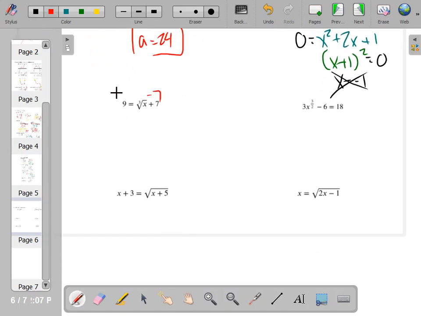Isolate the root, so subtract 7. 2 equals the cube root of x. Then undo that by cubing both sides. On the left side, 2 cubed is 8. On the right side, you have x. So if I check that, the cube root of 8 is 2. 2 plus 7 is 9.